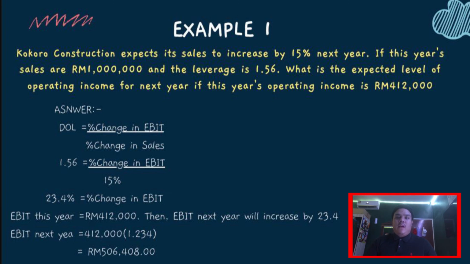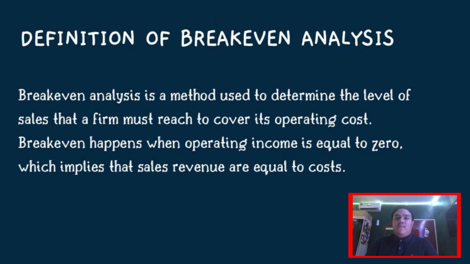The answer is DOL equals percent change in EBIT divided by percent change in sales. 1.56 equals percent change in EBIT divided by 15%. 23.4% equals percent change in EBIT. EBIT this year equals RM 412,000. Then EBIT next year will increase by 23.4%. EBIT next year equals 412,000 times 1.234, and the last answer is RM 506,408.